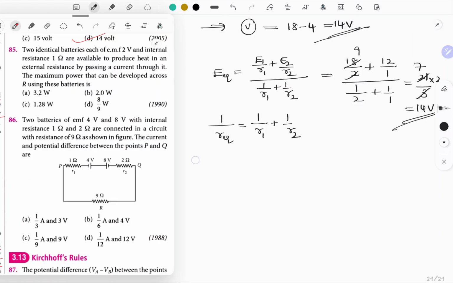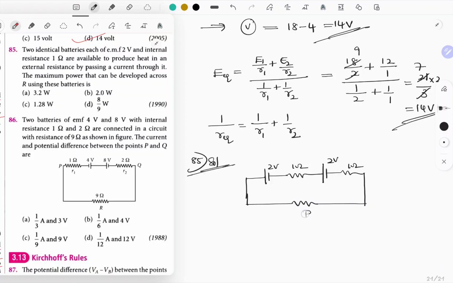Let's move on to the next question. Question number 85. Two identical batteries, each of EMF 2 volts and internal resistance 1 ohm, are used to produce heat in an external resistance R by passing current through it. Okay, so this is how current will flow.